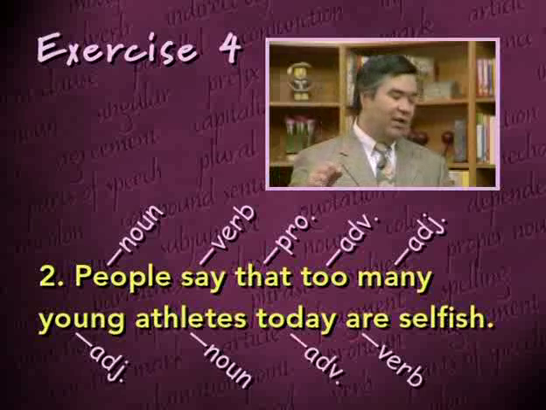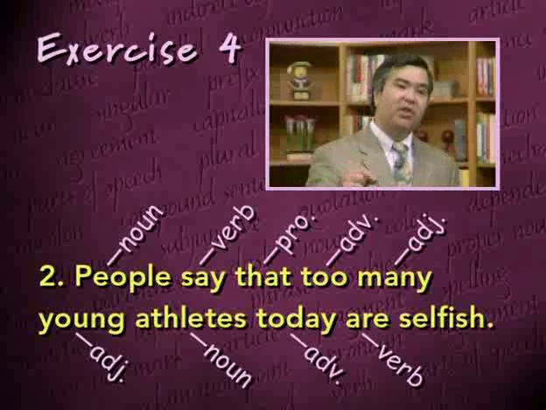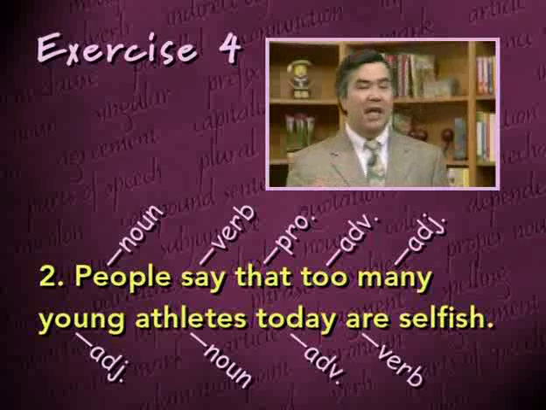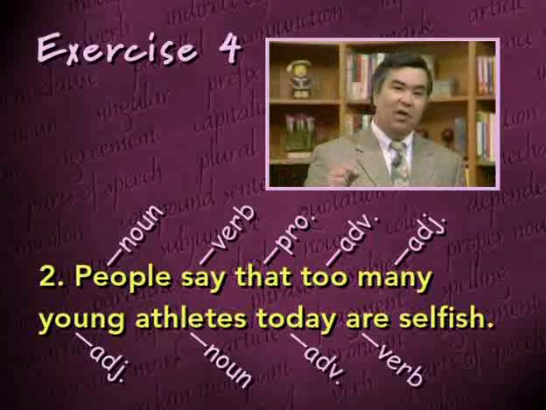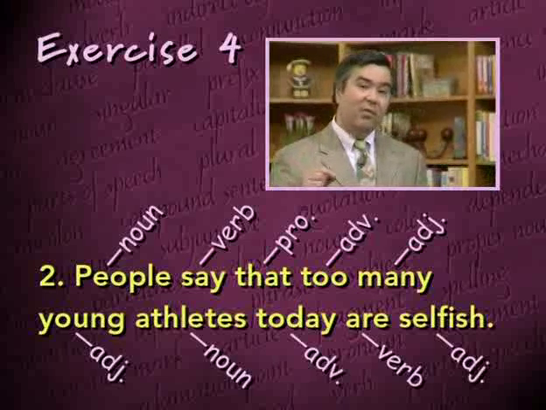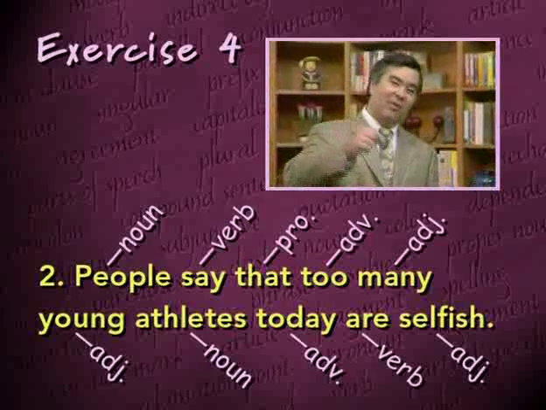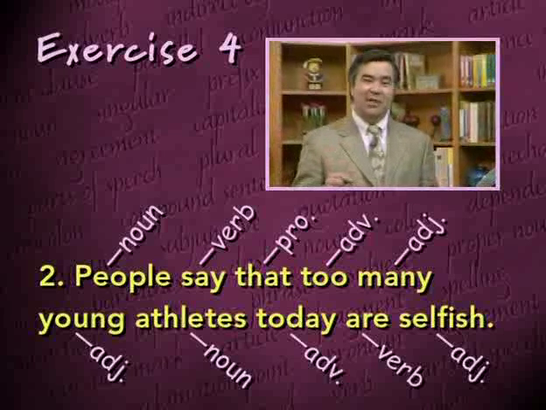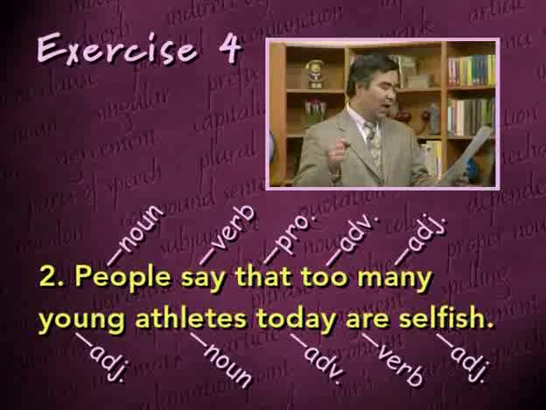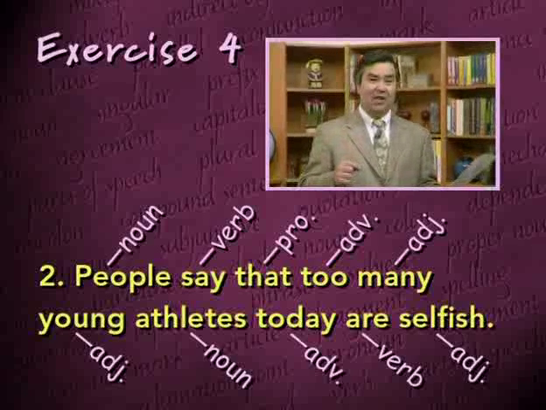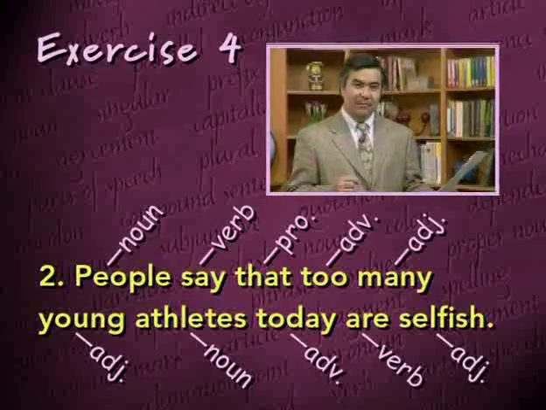That is, the young athletes of today are selfish. When are they selfish, or how are they selfish? They are selfish today. So the adverb today modifies that verb are. And the final word, selfish, is another adjective. Remember, we saw that adjectives can sometimes follow a verb of being and refer back to the noun, which is the subject of the verb. In this case, the adjective selfish follows the verb are and refers back to the athletes. So the athletes, noun, are selfish, adjective.